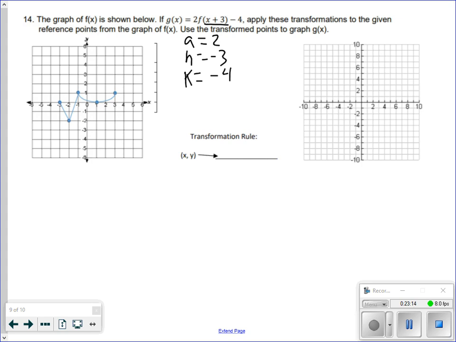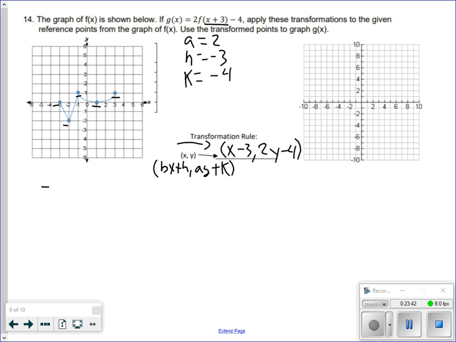So my transformation rule, remember that's x over b plus h, comma, a y plus k. Our b, we don't have one. We have an h, so it's x minus 3, comma, a y plus k. So a is 2, so 2y minus 4. All right, that's our transformation rule, and we're going to take each one of these points and plug them into that transformation rule to get our new points.